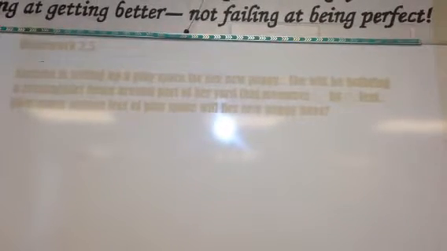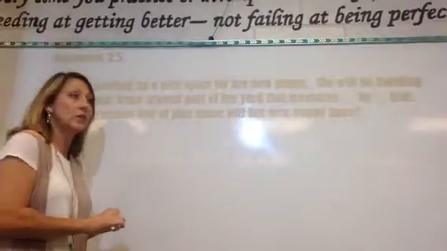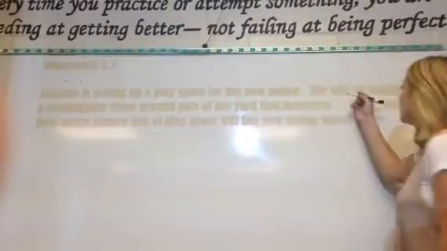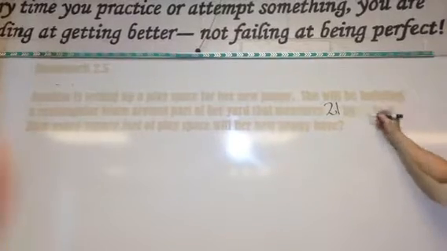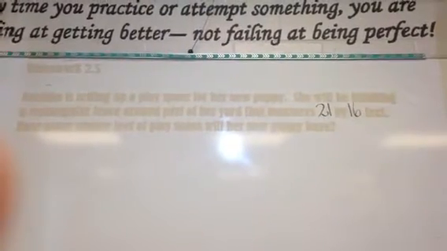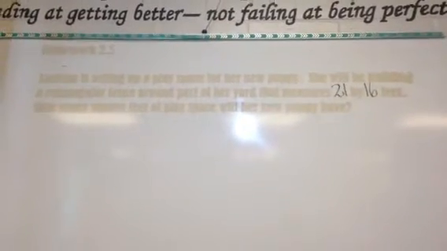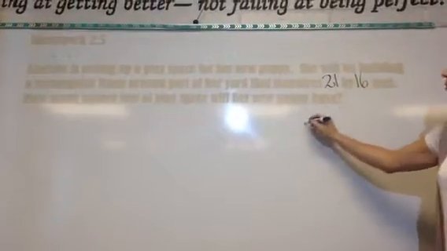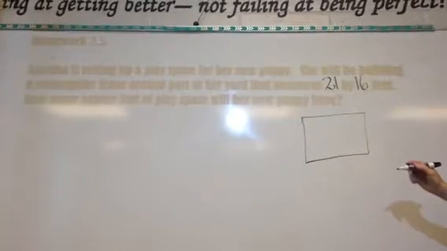Anisha is setting up a play space for her new puppy. She will be building a rectangular fence around part of her yard that measures, and you'll notice that I whited it out because this is the actual homework. So I'm going to change the numbers. Let's let it be a 21 by 16 feet space. How many square feet of play space will her new puppy have? I have no idea if those measurements would be good space for a puppy, but since it's a puppy, we'll assume he's small and it'll be okay.